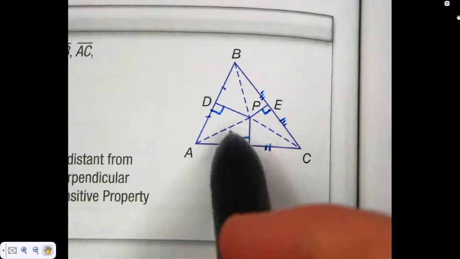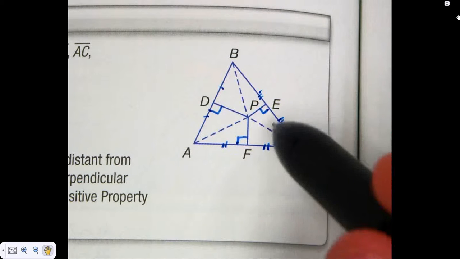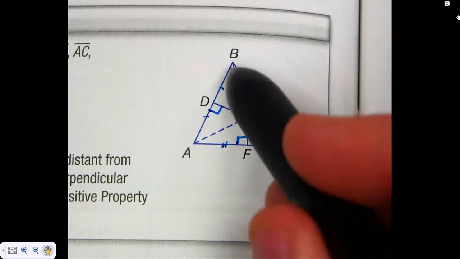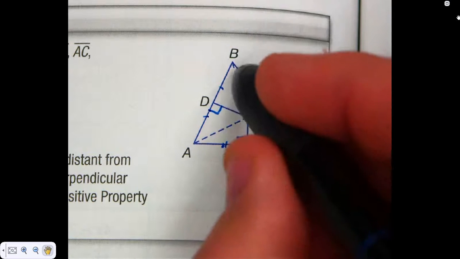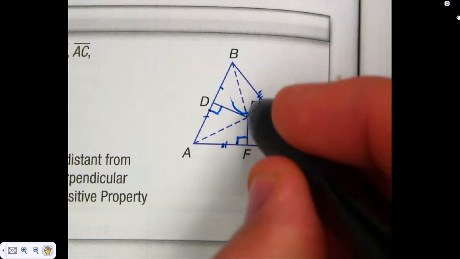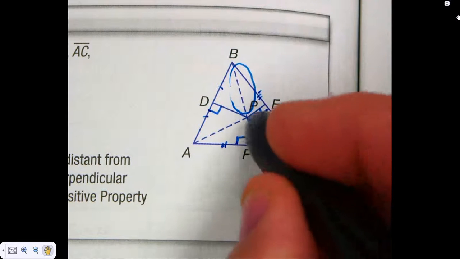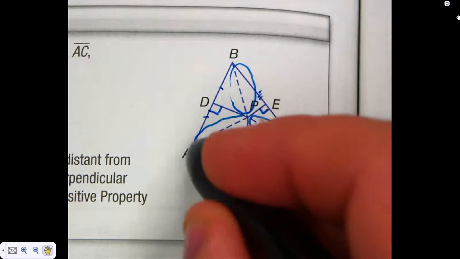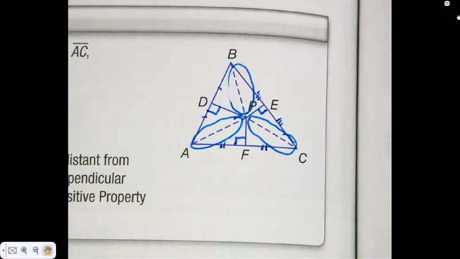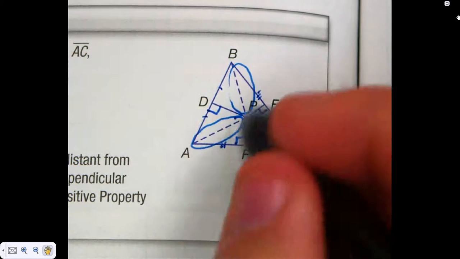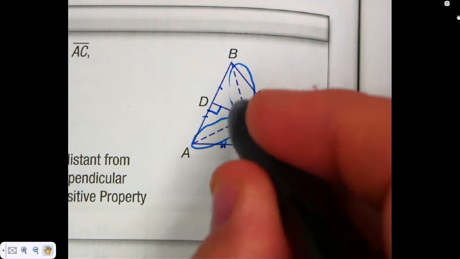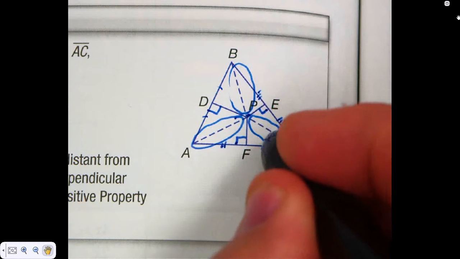However, perpendicular bisectors will always meet in a point, and they are equidistant from the what? From the vertexes. That is congruent to that, which is congruent to that. Make sense? When the perpendicular bisectors meet, you know that this distance equals that distance equals that distance.